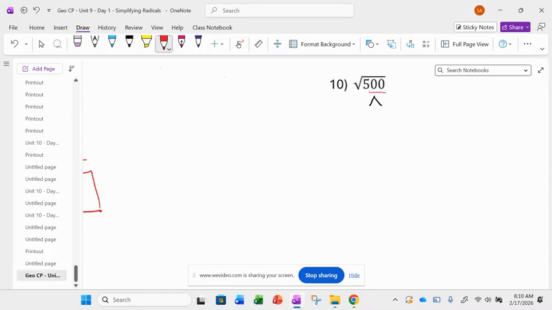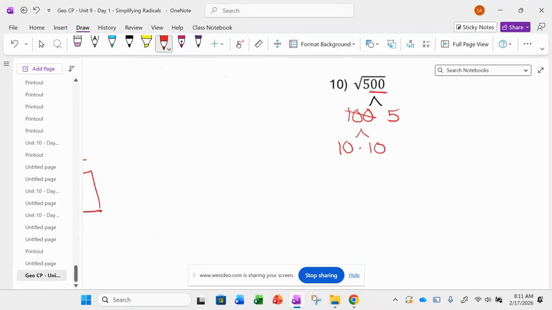Because it ends in 2 zeros, guess what goes into it? 100. Because it ends in 2 zeros, that means 100 goes into it. And guess what? 100 times what gives me 500? 100 times 5. Doesn't that make sense? Now I can break down that 100 into 10 times 10.